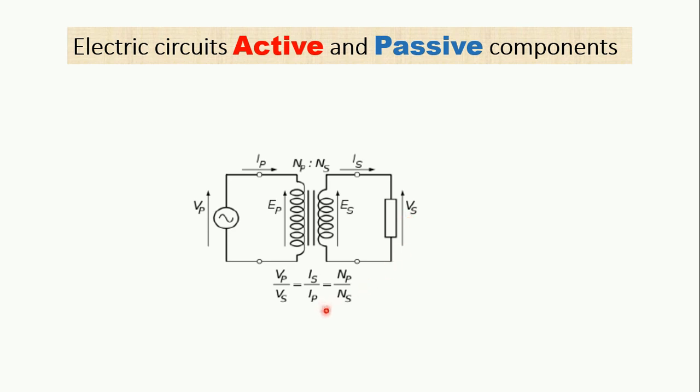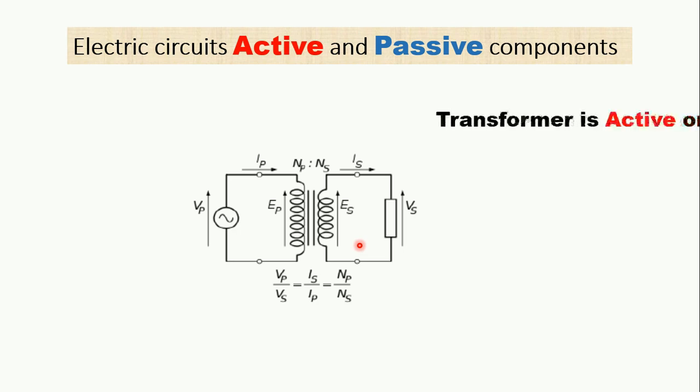And for an ideal transformer, we have these equations: the ratio between the primary side voltage and the secondary side voltage, the ratio between this input and that output, is given by this relation. It is a ratio between the currents in the primary circuit and the secondary circuit, or it's a ratio between the number of turns in the primary side and the number of turns in the secondary side. And this applies for an ideal transformer.